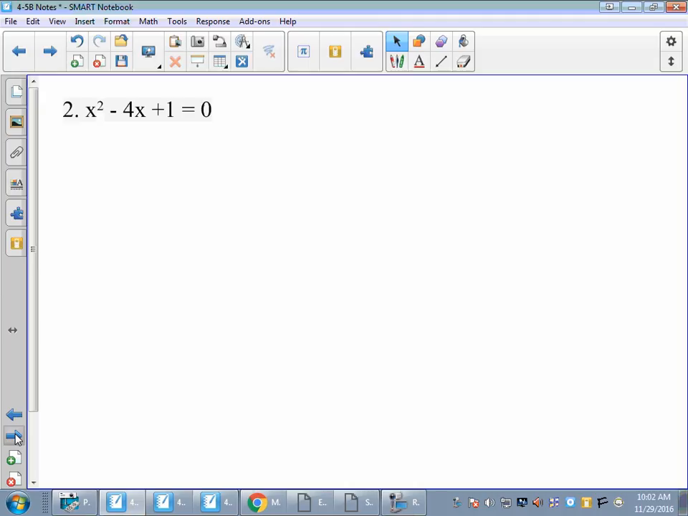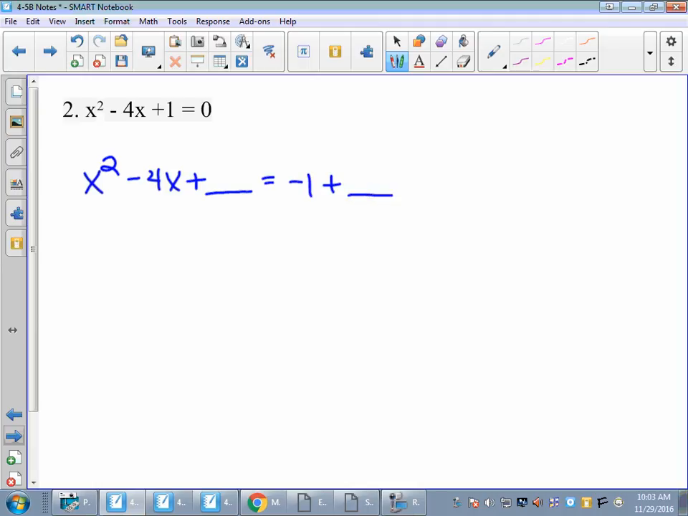Let's try another one. Here's an example where there's a trinomial, but it's not a perfect square trinomial because the 1 is not the perfect c value that we need. So I'm going to start off by moving that over. x squared minus 4x, I'm going to leave room for my new c, is equal to negative 1 plus room for my new c. So I got it all set up. I moved out the old c, bring in the new perfect c. To get my c value, I take my b value, which is negative 4, take half of it, which is negative 2, square it, and it equals 4.